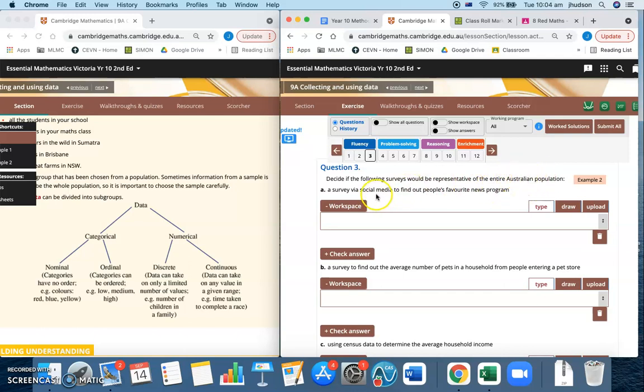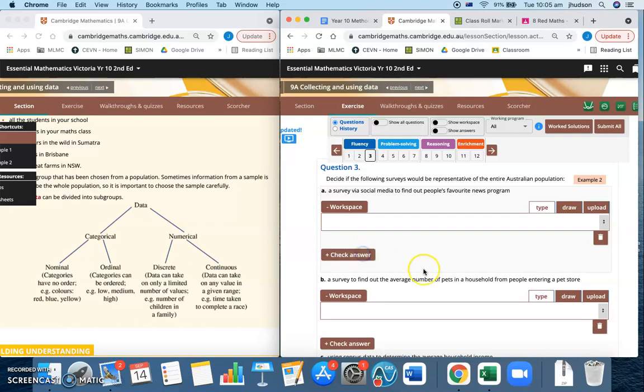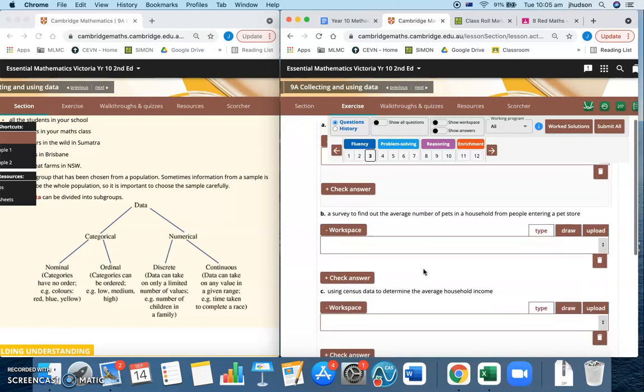Decide if the following surveys would be representative of the entire Australian population. Okay, so a survey via social media to find out people's favourite news program. Now this survey's been done only on social media, it looks like. We want to think about, does everyone in Australia use social media? I'd say that a lot do, but there'd probably be a part that don't as well. So it's not really giving us information about that group of people either. So I'd say it's not really representative of everybody. So no, it isn't.